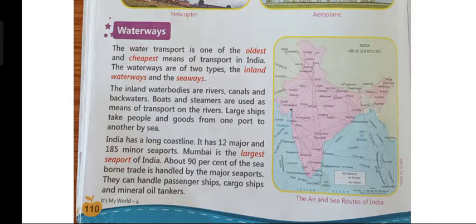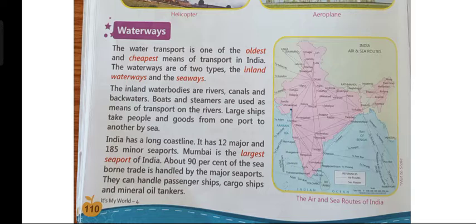Now, India has a long coastline. It has 12 major and 185 minor seaports. Mumbai is the largest seaport of India. About 90% of the sea-borne trade is handled by the major seaports. They can handle passenger ships, cargo ships, and mineral oil tankers.